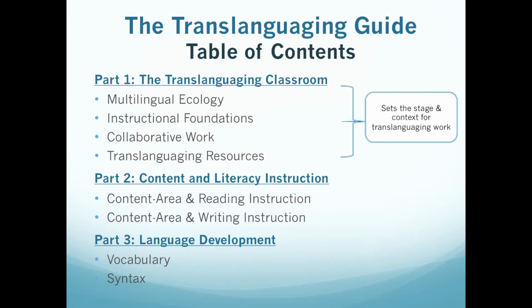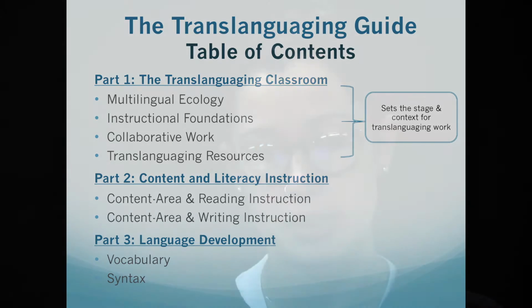So if you open to the table of contents, you will see that the Translanguaging guide is separated into 3 parts. The first part is called the Translanguaging classroom, and this sets the stage and context for all translanguaging work that is going to occur. And it's separated into 4 different strategies: multilingual ecology, instructional foundations, collaborative work, and translanguaging resources.